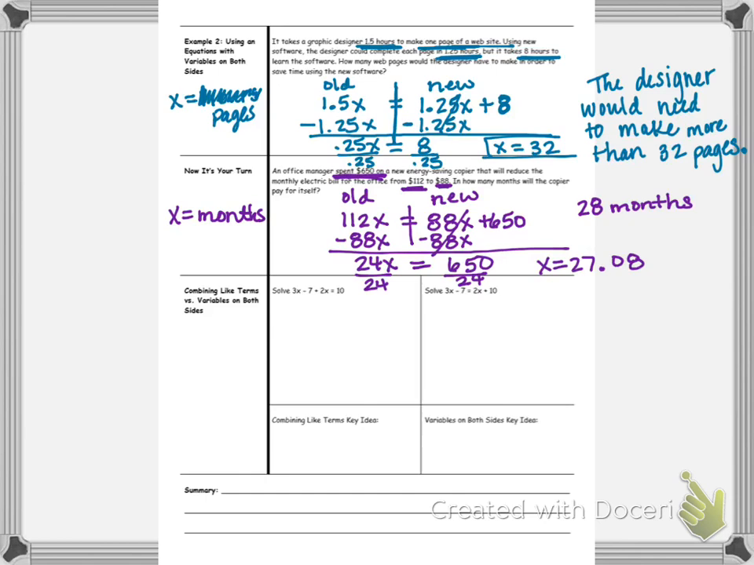All right, and finally, I want to go over combining like terms versus your variables on both sides. So sometimes people get this confused, and they're like, well, what's the difference between combining like terms with the variables on the same side versus variables on both sides of the equation? Well, we're going to look.